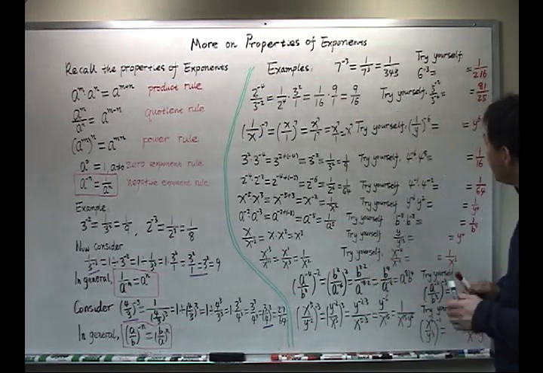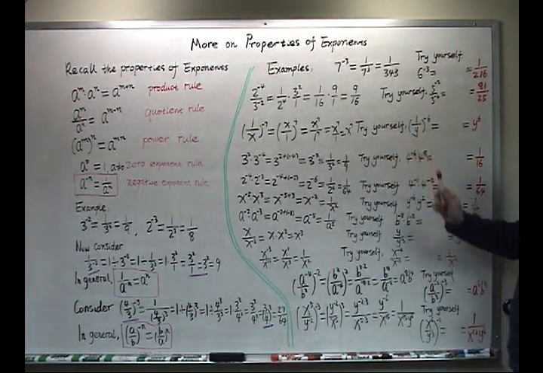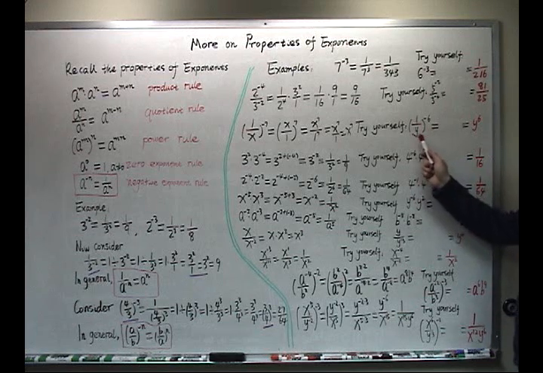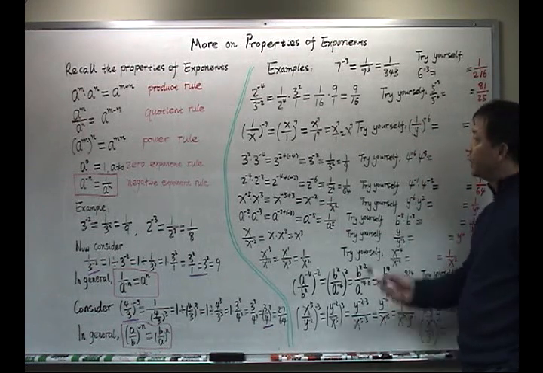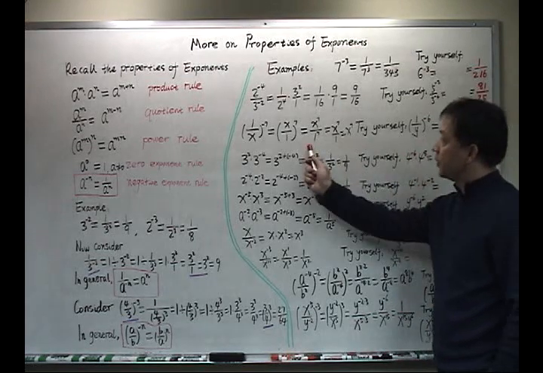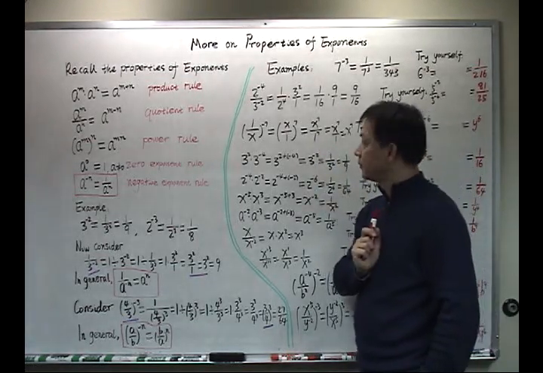Alright? Now, try yourself this one. 1 over y to the negative 6, and then the answer is y to the 6th. Try yourself. Similar to the step right here.